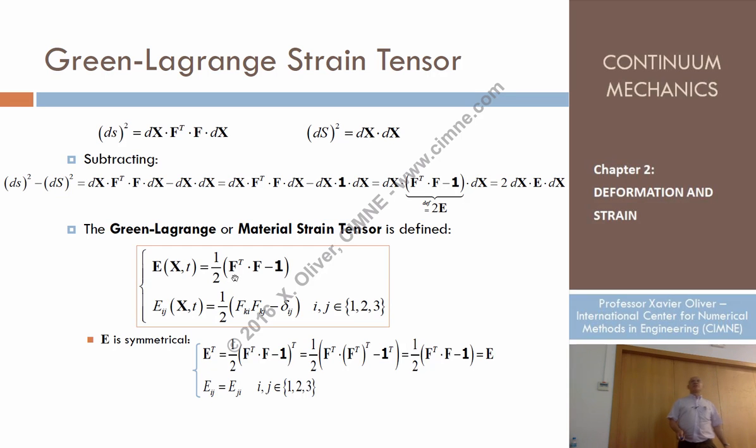Okay, properties of this tensor: it's symmetrical. It's very easy to see. What is a symmetric tensor? That when I transpose it, it's the same. That's what you find in a symmetric tensor.